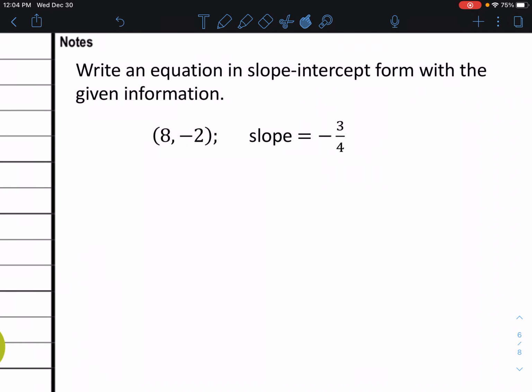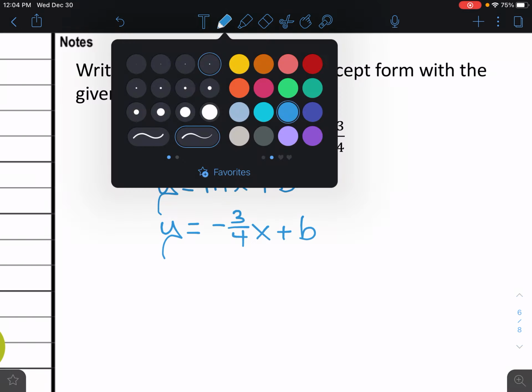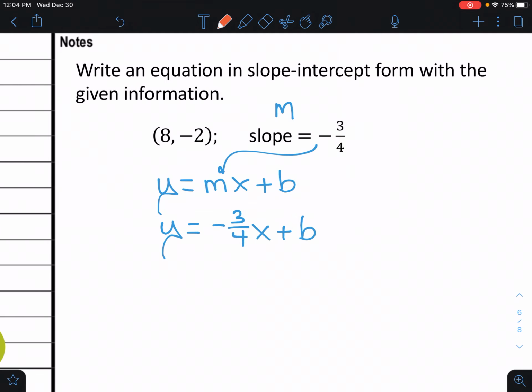Okay, once again, this is my slope, that's my m, and I want the equation in y equals mx plus b form. So I like to write that out. Now I know that this is going to go here, so I'm going to start by doing that. -3/4 x plus b.